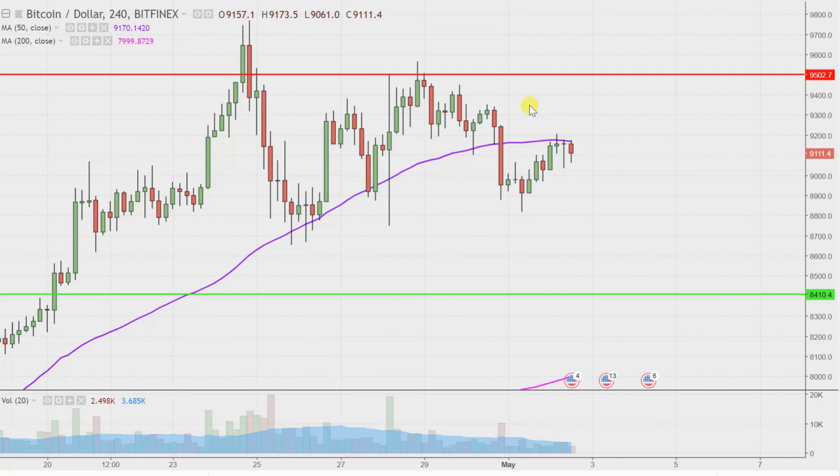But first, starting off from more so the big picture point of view. The big picture point of view is essentially, in my opinion at least, revolving around two levels. You have the overall area of resistance up here at that red line, which is valued at 9,500, and then you have the overall area of support down there, valued at 8,400. Then everything else is essentially going on in between.